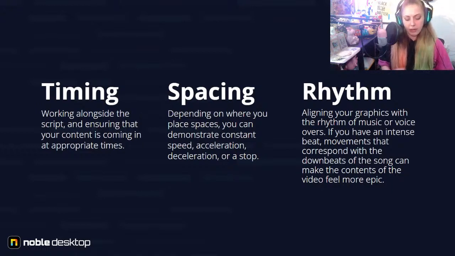Another thing that you want to think of that we were also talking about in the Acura example with the car swooshes is ultimately rhythm. This is aligning your graphics with the rhythm of the music or voiceovers. If you have an intense beat, movements that correspond with the downbeats of the song can make the content feel more epic, among so many other things.